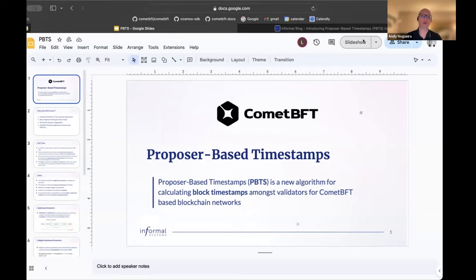Basically, the team has been working on PBTS, I would say, since late last year. There's a lot of work that happened in the past few months. It's still ongoing, with wrapping up and finishing up. The proposal-based timestamps, as you know, is a different algorithm to calculate the block timestamps among the validators, something that some chains and some people will benefit from.